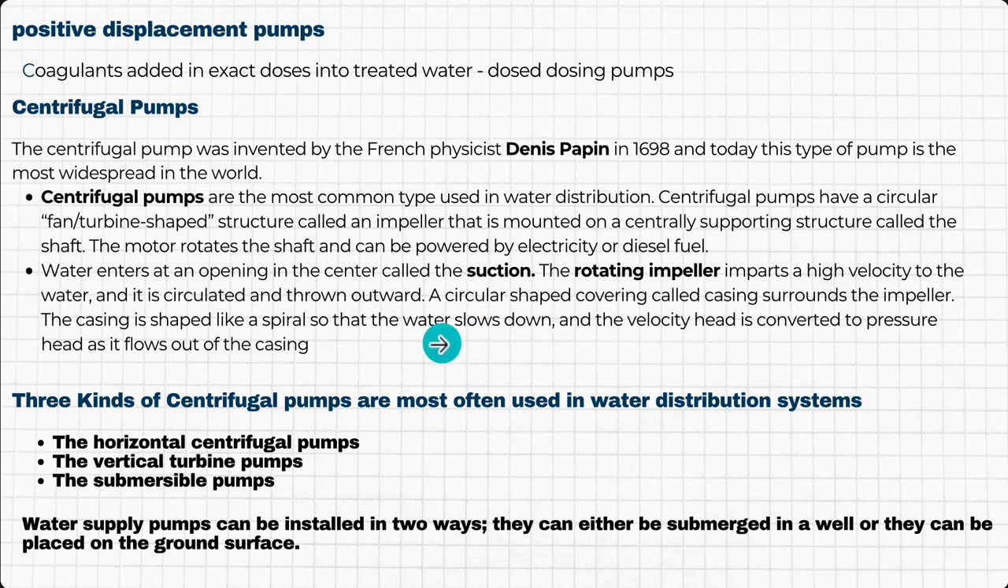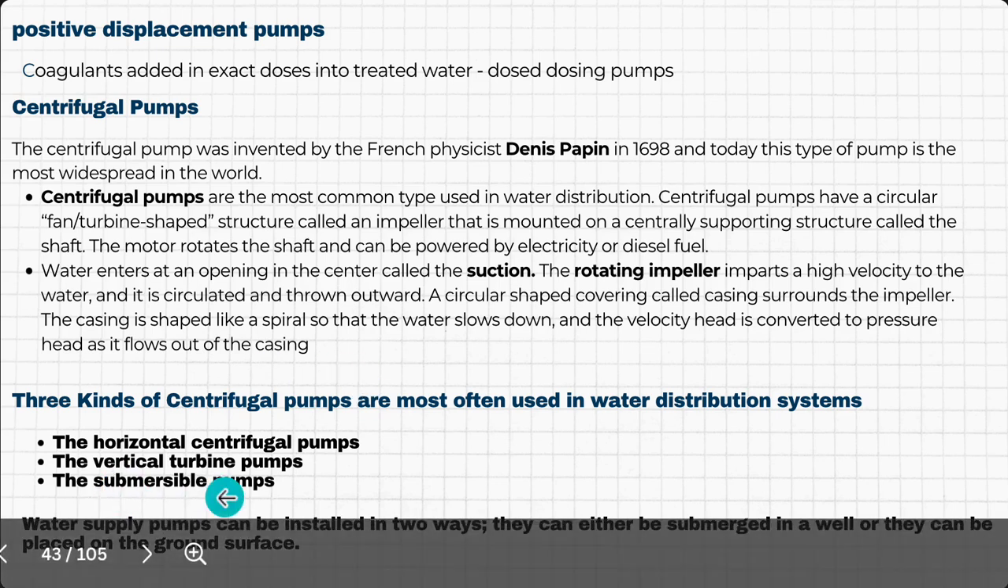Water enters at an opening in the center called the suction. The rotating impeller imparts high velocity to the water, and it is circulated and thrown outward. A circular-shaped covering called the casing surrounds the impeller. The casing is shaped like a spiral so that the water slows down, and the velocity head is converted to pressure head as it flows out of the casing.